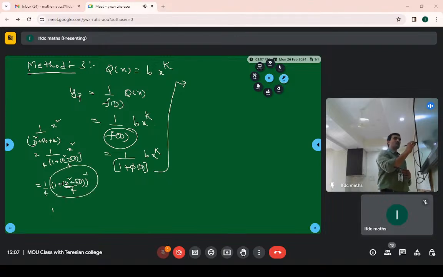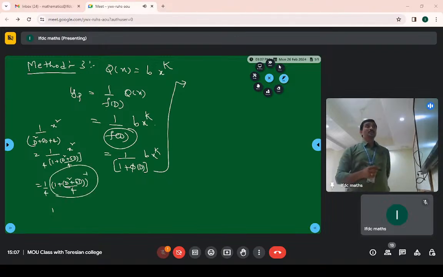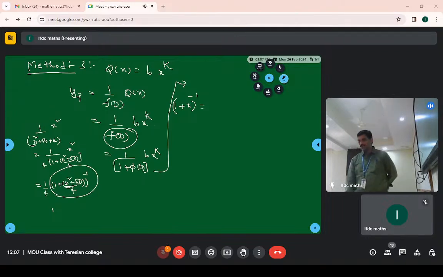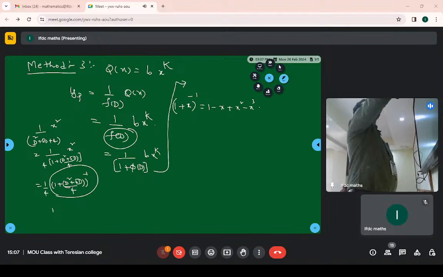So now I would like to give formulas for this. There are 4 important formulas. If we are able to remember them, you can easily answer. For these formulas also, I am writing them using the binomial expansion. So (1 + x)^-1, what is the formula? 1 minus x plus x² minus x³ plus so on. Like that we can continue the series.